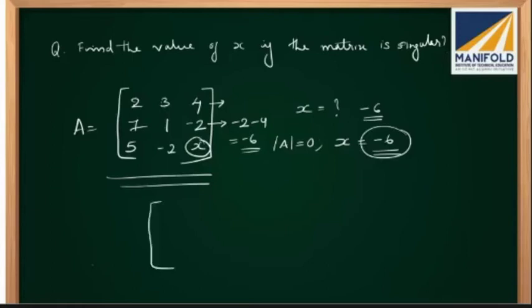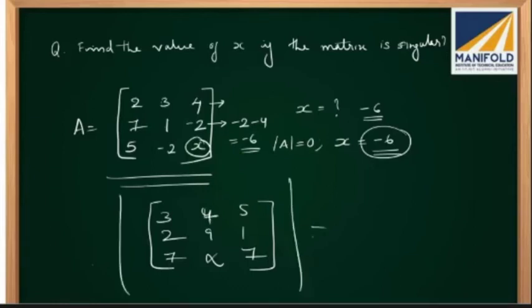So for example, I'll write one particular case, say 3, 4, 5, 2, 9, 1. And let us say I have 7 here, alpha here, and 7 here. Can you quickly say what is alpha for this determinant to be 0? Alpha is going to be, what is alpha? It's 22.